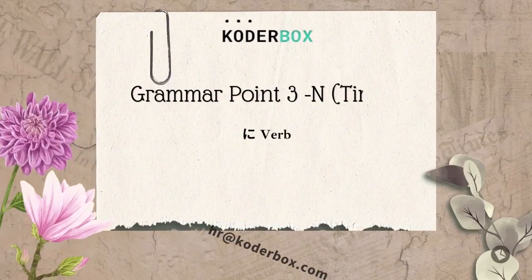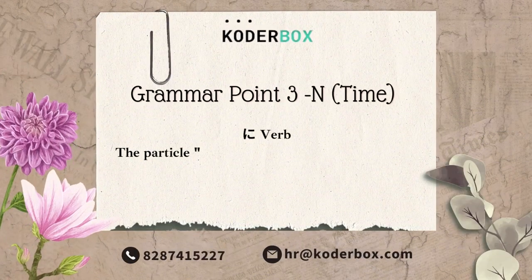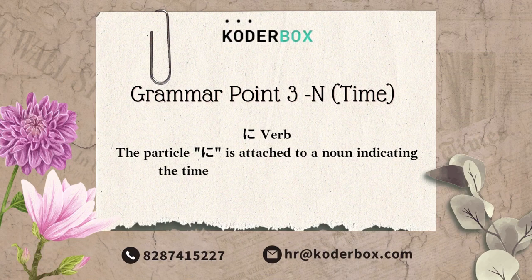Grammar 3. Noun, time, ni, verb. Particle ni is attached to a noun indicating the time of occurrence of an action. Example, Rokuji han ni okimasu. I wake up at 6:30.